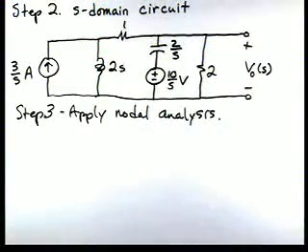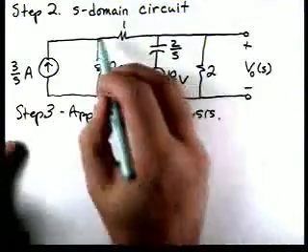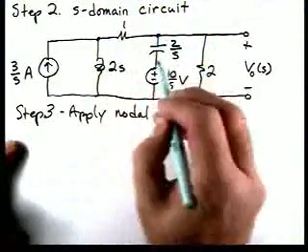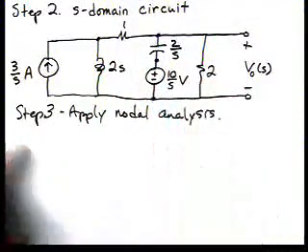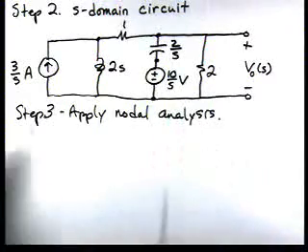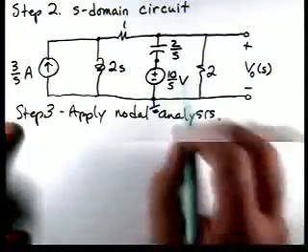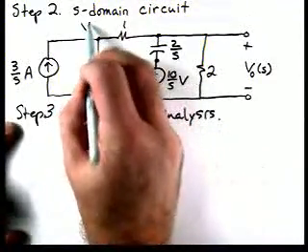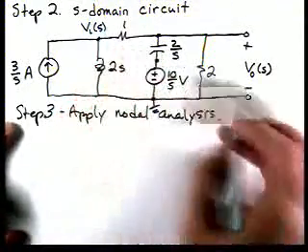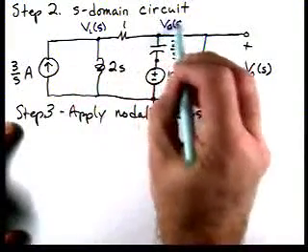Step 3, we're going to apply nodal analysis. And if we look at our circuit, look at the number of nodes. We have a node here, here, here, and here. So we have 4 nodes. We pick one as a reference. Let's pick this one as a reference, and that'll give us V0 because I'll define this as V1. This node voltage is V0.